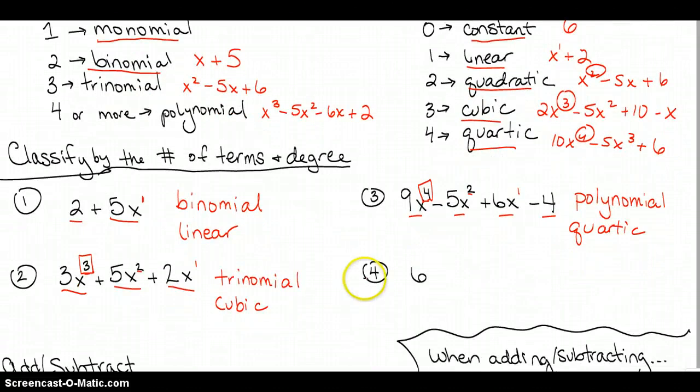And then number 4, the last one is 6. There is a total of 1 term. 1 term makes it a monomial.